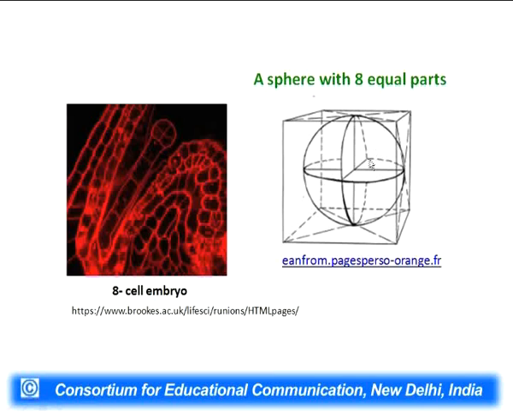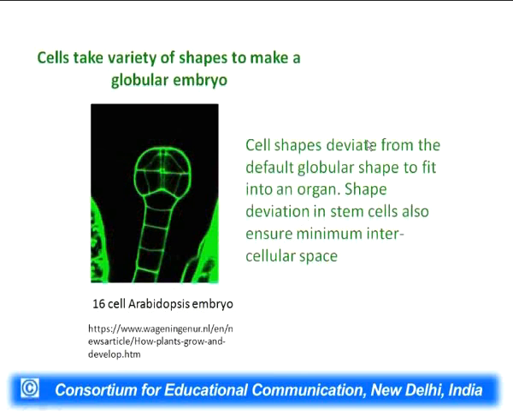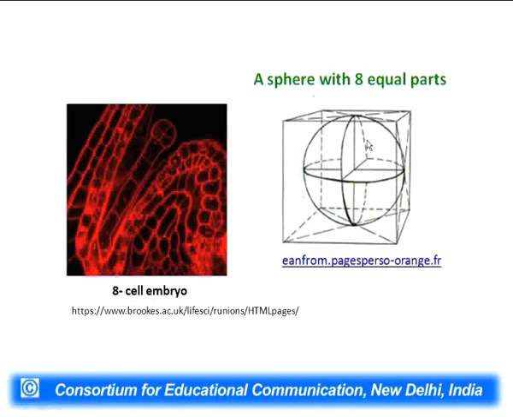So, each cell must have 1, 2 and 3 plane surfaces and one spherical surface. So, now you can imagine that just to accommodate 8 cells in a globe structure, a globular cell undergoes a very high level of modification under developmental constraints to fit into the size of a globe.